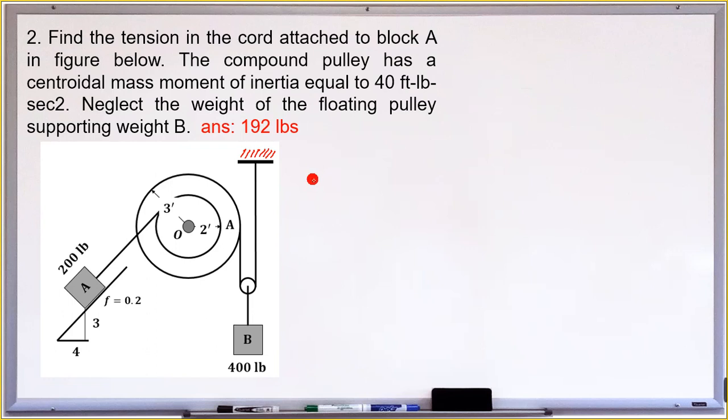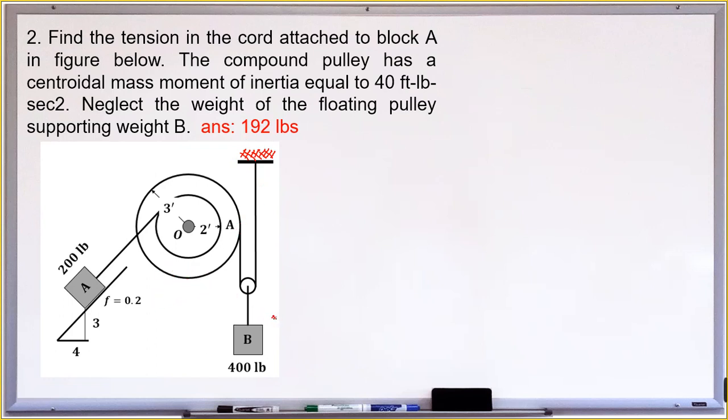Luckily, we are given the moment of inertia, which is equal to 40 foot-pound per second square. Neglect the weight of the floating pulley supporting weight B. So we have here a floating pulley on block B. And the answer, from the book of Singer, is 192 pounds. That is the answer we will get. Okay, so let us look at the figure.